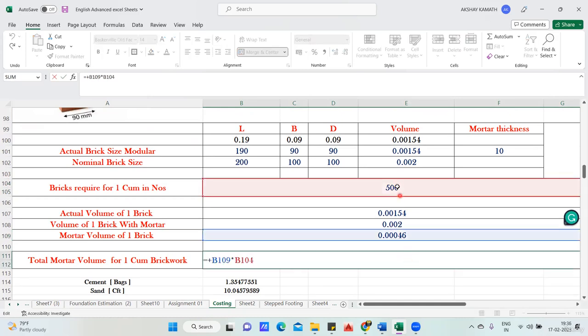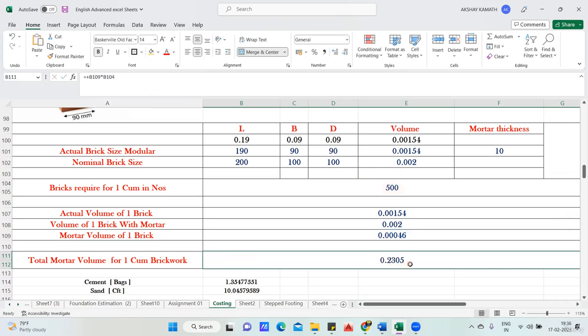So what I'll do, I'll multiply 500 by 0.00046. I'll get 0.2305 cubic meter of the mortar required. So if you remember this, it's well and good, if somebody asks you, I want 1 cubic meter of brickwork to be done.